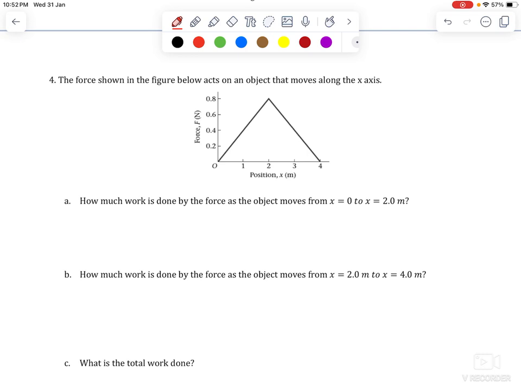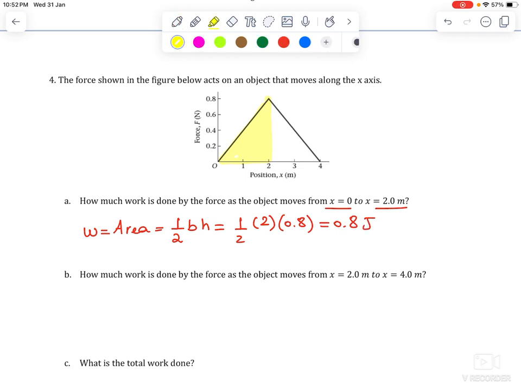Question number 4, I have a force position graph. I need to find first the work done by the force from x equals 0 to 2. So pay attention to whenever the question specifies the interval, so I only need this part. The work is the area, which is here an area of a triangle. So the base is 2, the height is 0.8, so it is 0.8 joules.